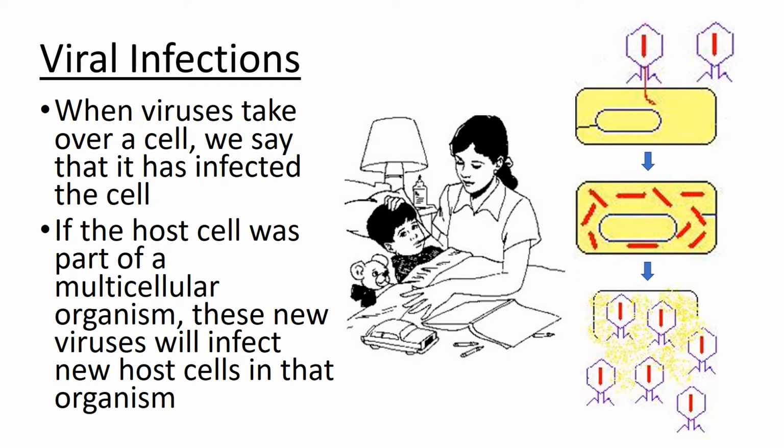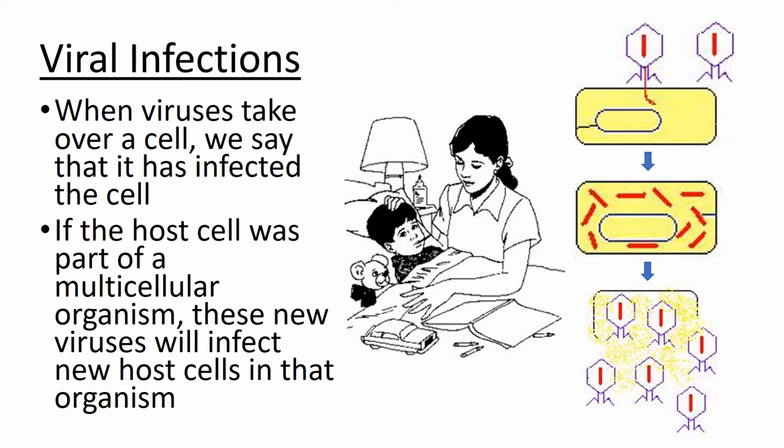When viruses take over a cell, we say that it has infected the cell. And if the host cell is part of a multicellular organism, such as a human being, these new viruses will infect new host cells in that organism. In the image on the bottom right, we see the viruses emerging from a host cell that has been overwhelmed. Imagine that was happening in your body. Those new viruses are going to then go on, they're going to spread throughout your body and infect new host cells.